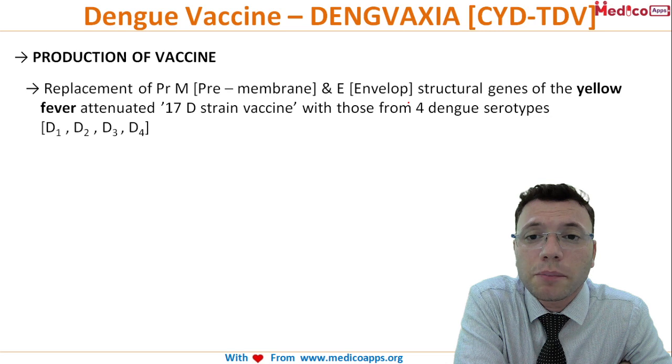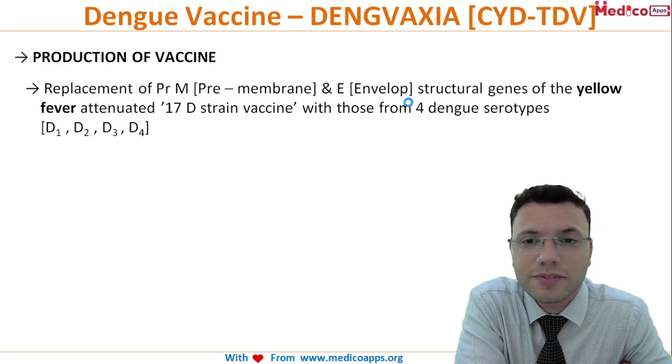Let's talk about the production. How do we produce this? We use a yellow fever vaccine and change that vaccine into a dengue one.